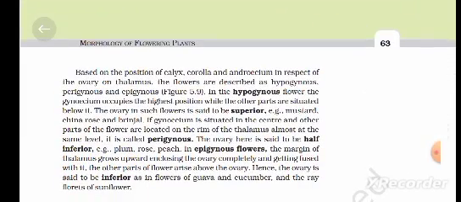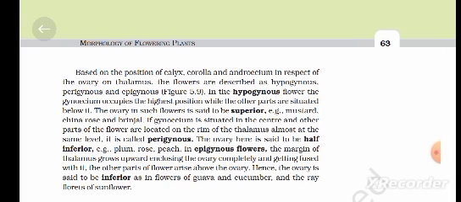Based on the position of calyx, corolla and androecium in respect of the ovary on the thalamus, the flowers are described as hypogynous, perigynous, epigynous. In a hypogynous flower, the gynoecium occupies the highest position while other parts are situated below it. The ovary in such flowers is said to be superior, for example mustard, China rose and brinjal. If the gynoecium is situated in the center and other parts of the flower are located on the rim of the thalamus almost at the same level, it is called perigynous. The ovary here is said to be half inferior.